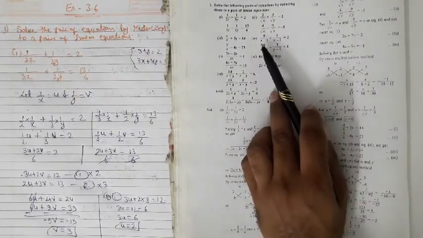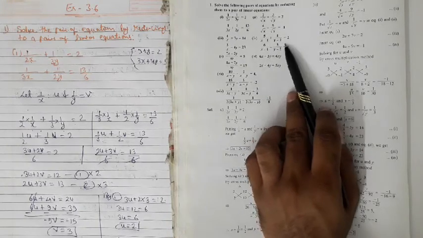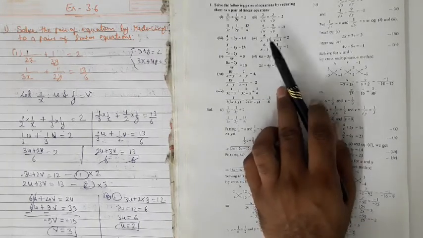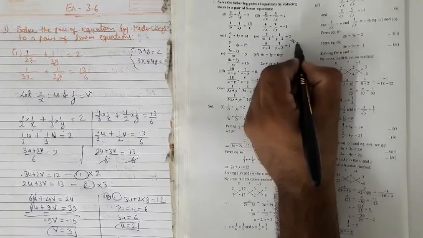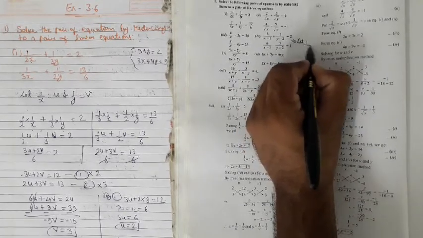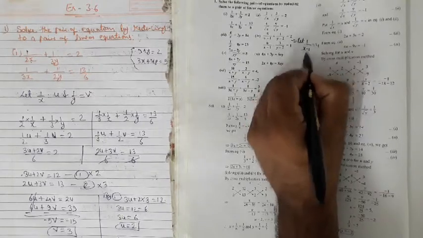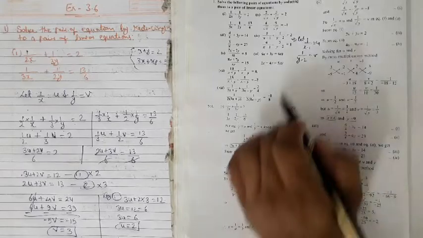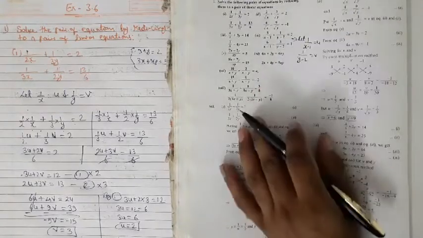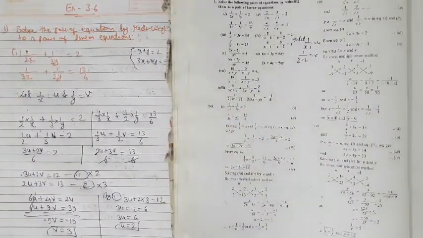In the fourth one, you have to take x minus 1 and y minus 2. Let 1 upon x minus 1 equal u and 1 upon y minus 2 equal v. Clear? You have to take all this, isn't it? So solve the remaining questions. If you get any problems, I'll explain later.